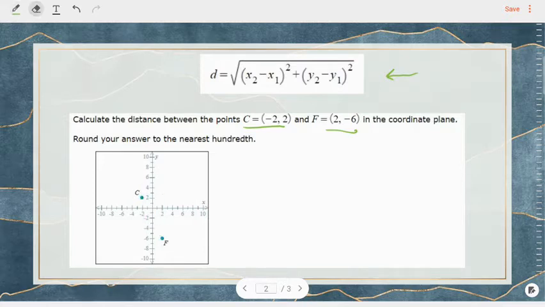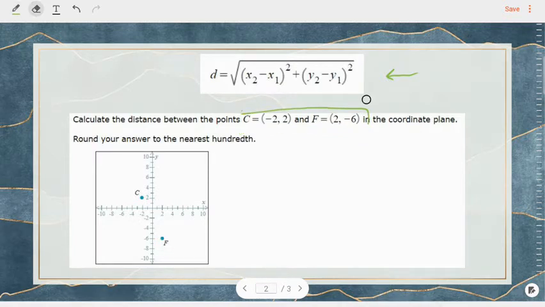Now that option is always viable, but what happens when our points are so far apart on the graph that we can't find those distances? Well, we use this distance formula. So let's practice it with some smaller numbers so that we can apply it with some larger numbers. The very first thing I want you to do is make sure you're taking notes with me and copy down these two points.